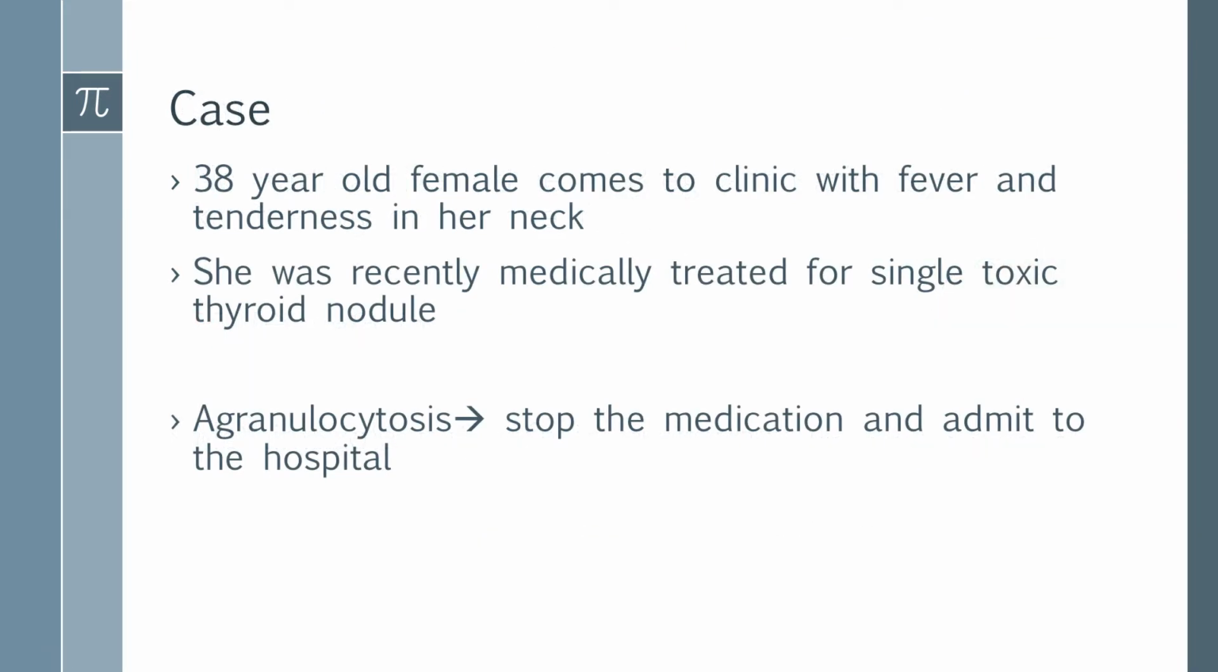So they'll describe a typical case like this. A 38-year-old female comes to clinic. She has fever and tenderness in her neck. She was recently medically treated for a single toxic thyroid nodule, right? If they describe that, and she has a fever and the thyroid gland itself is tender, you should already think this person has an infection. Those medications decrease your white blood count and cause agranulocytosis, so this patient is very high risk for sepsis because they really have no white blood cell count. So you stop the medication, admit them to the hospital, and address the issue.